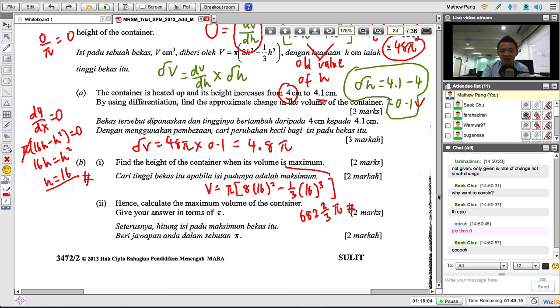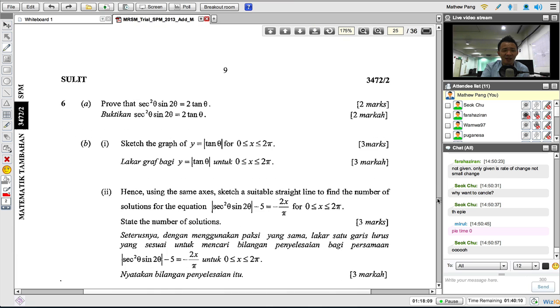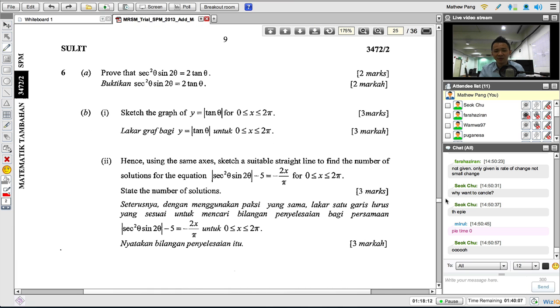Same to integration. Well, a lot of students tend to like give up this chapter because they say it's something like impossible to understand. But for me, it's not really impossible.